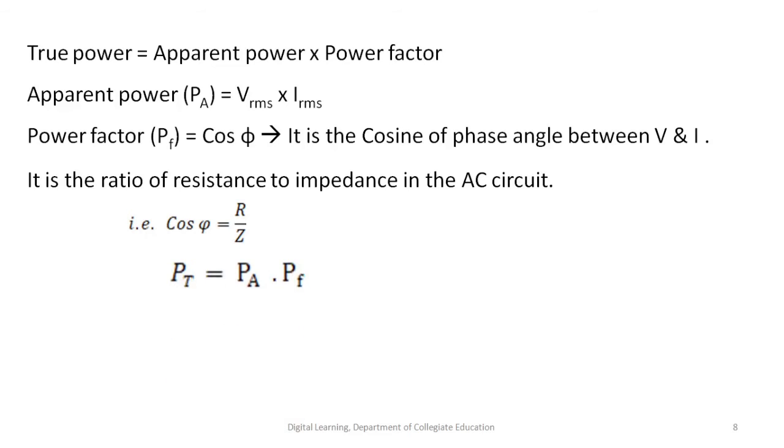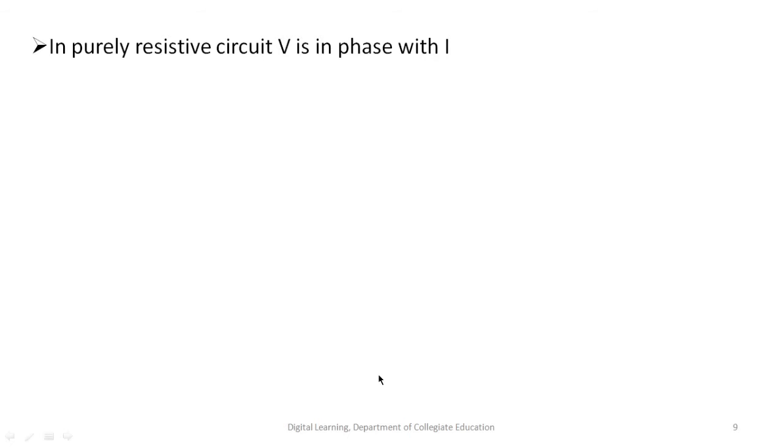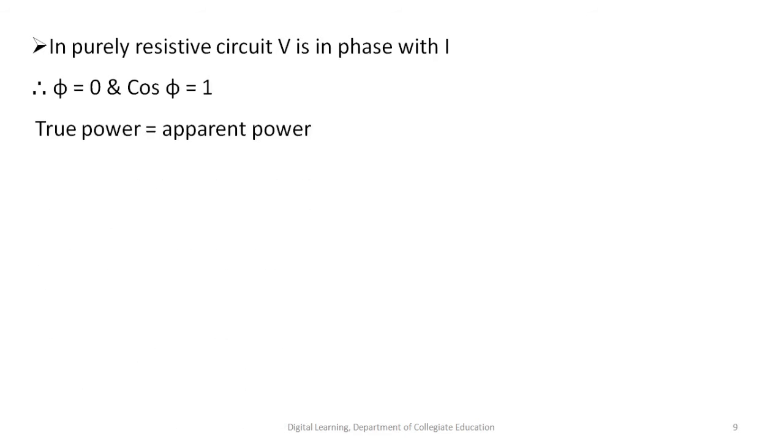So therefore true power will be equal to PA into PF, where PA is apparent power and PF is power factor. Our apparent power can be expressed as PT divided by PF, that is Vrms into Irms. In purely resistive circuit, voltage is in phase with current. Therefore, phi will be equal to 0, cos phi will be equal to 1. Then, true power will be equal to apparent power. In only purely resistive circuit, true power is same as the apparent power.